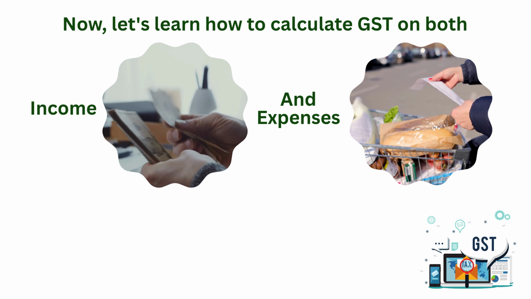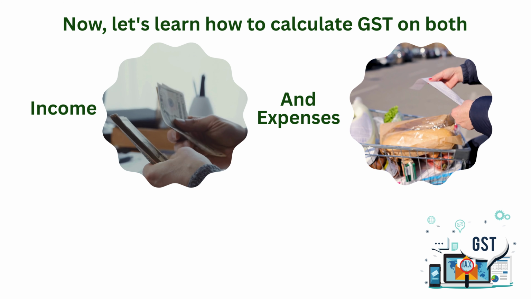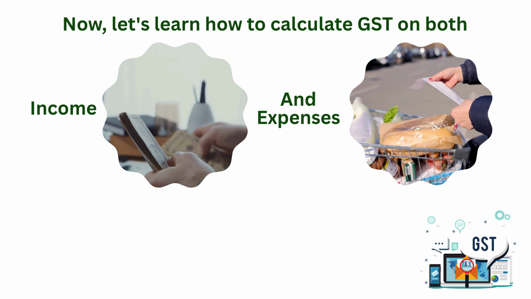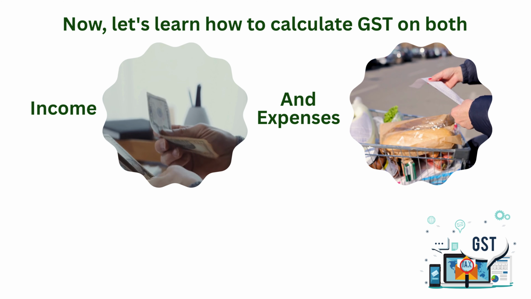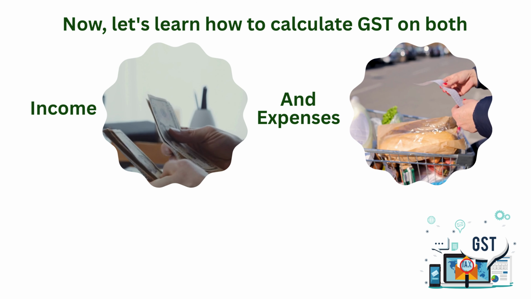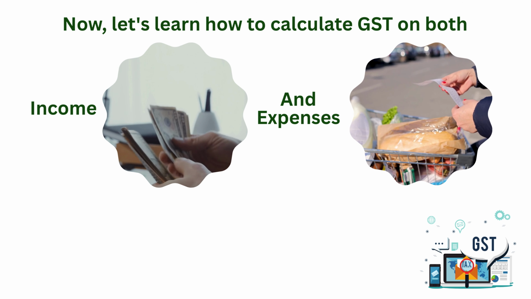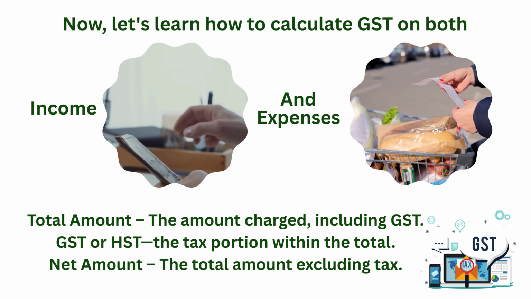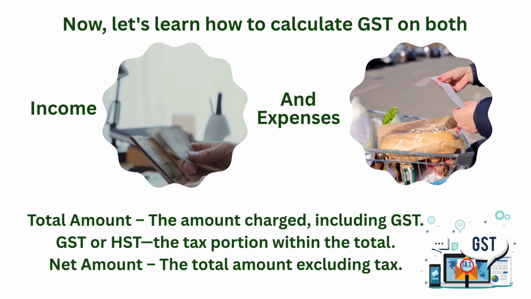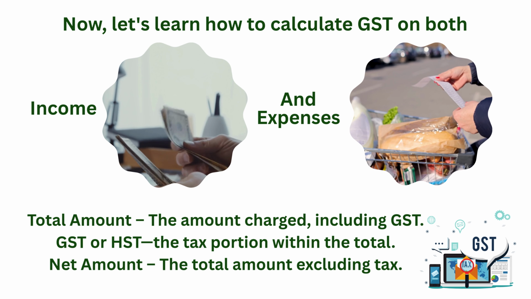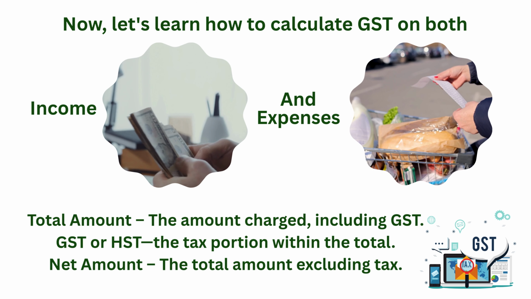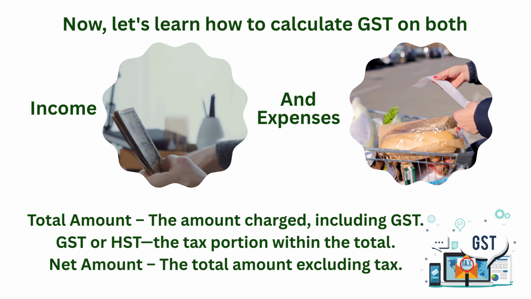Now let's learn how to calculate GST on both income and expenses. This will help you understand how much tax is included in your total amounts and help you track your net earnings. I have an income and expenses summary with 3 key columns. Total amount, the amount charged including GST. GST/HST, the tax portion within the total. Net amount, the total amount excluding tax.